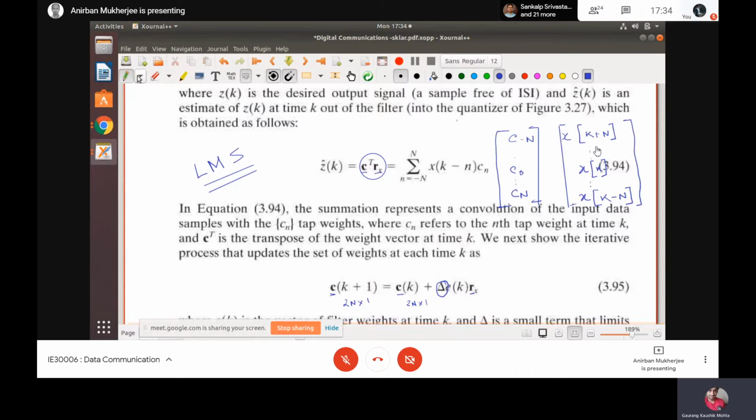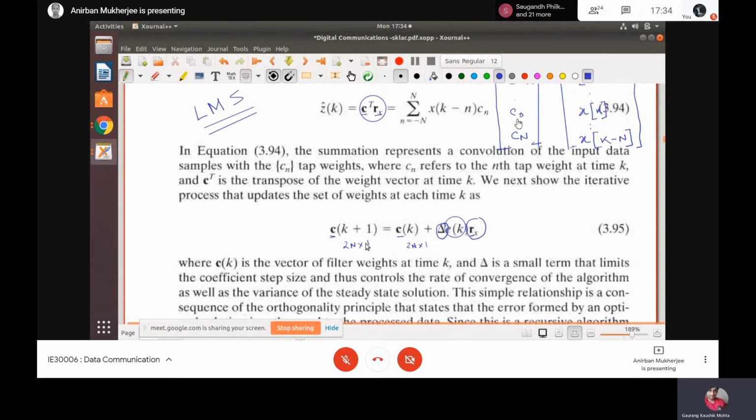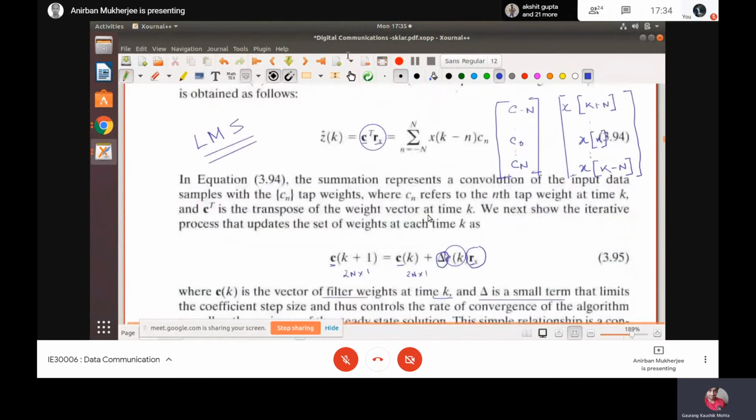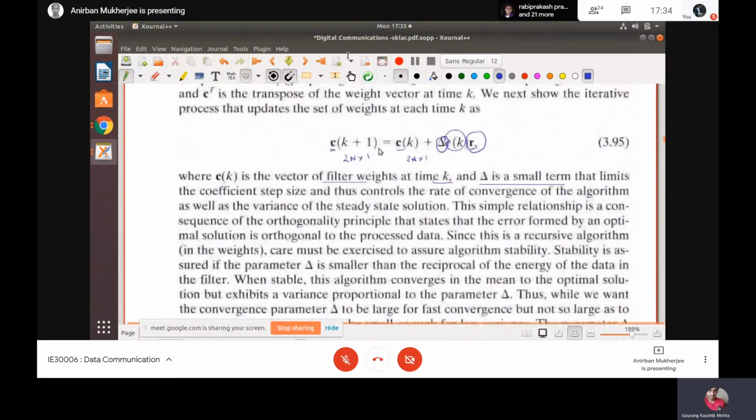So then Ek and Rx. In this way, we are updating. Tk is the vector of filter weights at time k, and delta is a small term. So slowly, if the channel is changing, that means C is getting changed. C is getting changed means Z hat is getting changed. Z hat getting changed means error is more. So now we just update this depending on the channel's characteristics.